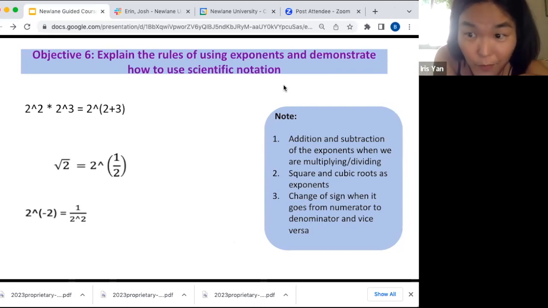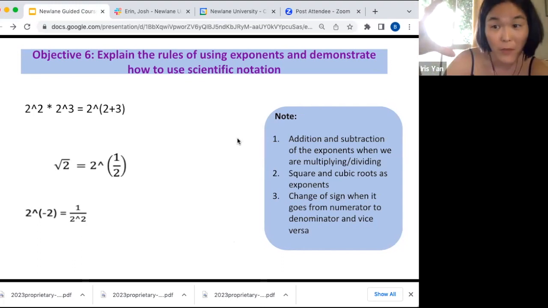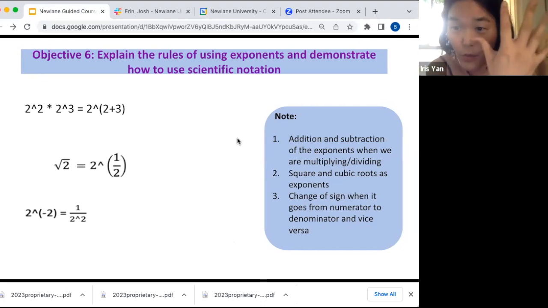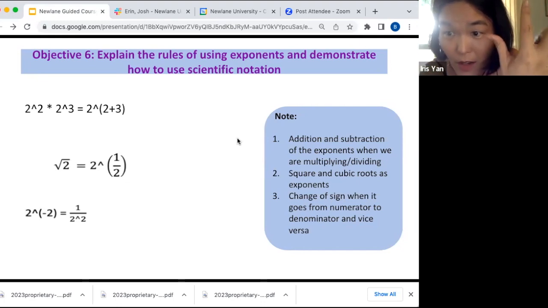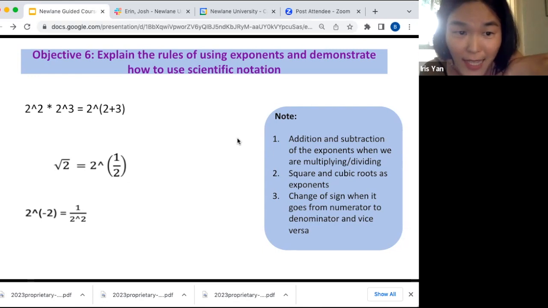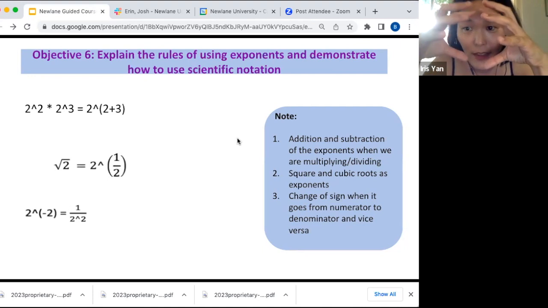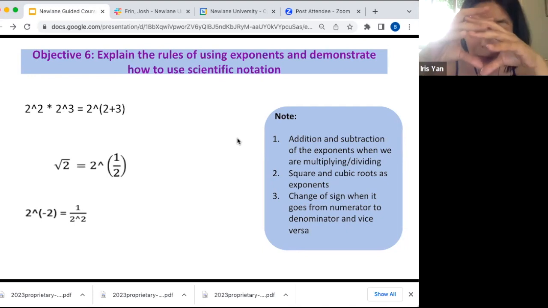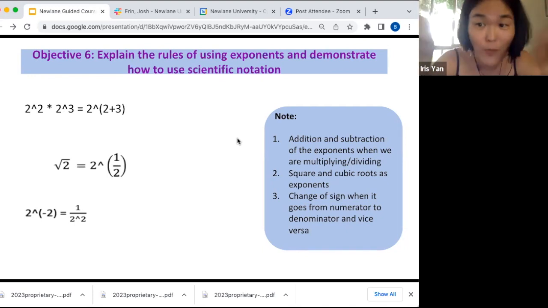Like I said, 2 to the power 2 is 2 times 2. 2 to the power 3 is 2 times 2 times 2, 3 times, right? So if you write it as a big multiplication, you have 2 times 2 times 2 times 2 times 2. So the 2 is going to show up 5 times. So basically what it's saying is that 2 to the power 2 times 2 to the power 3 is the exponents added. They would say that when you multiply the same base, the exponents add up.